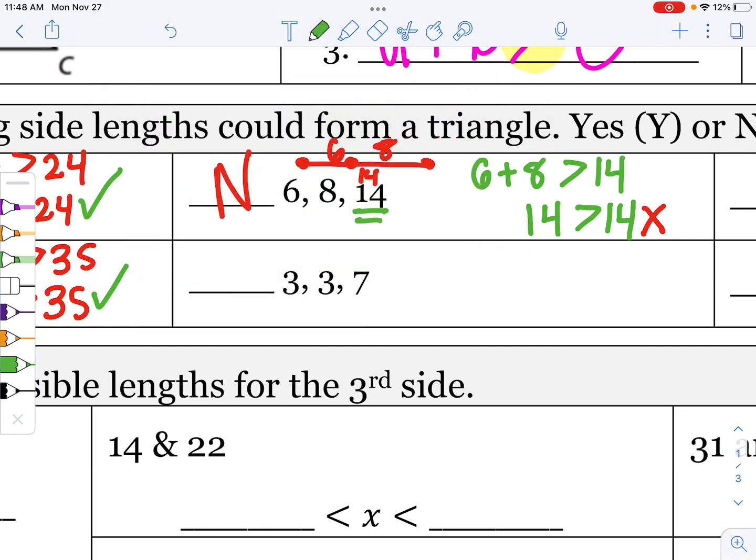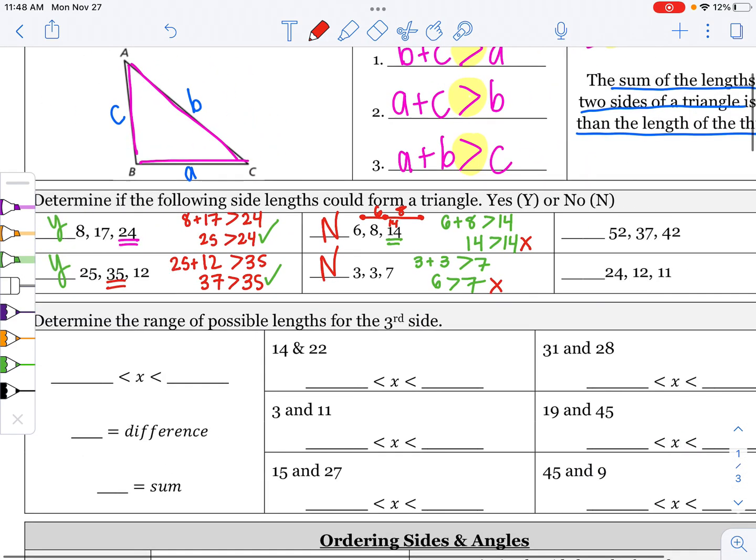Kind of start thinking through this. 3 plus 3, is that going to cover the spread? Is 3 plus 3 greater than 7? 3 plus 3 is 6, which is not greater than 7. That is a false statement. So these three values cannot form a triangle. So far we've had 2 yeses and 2 nos.